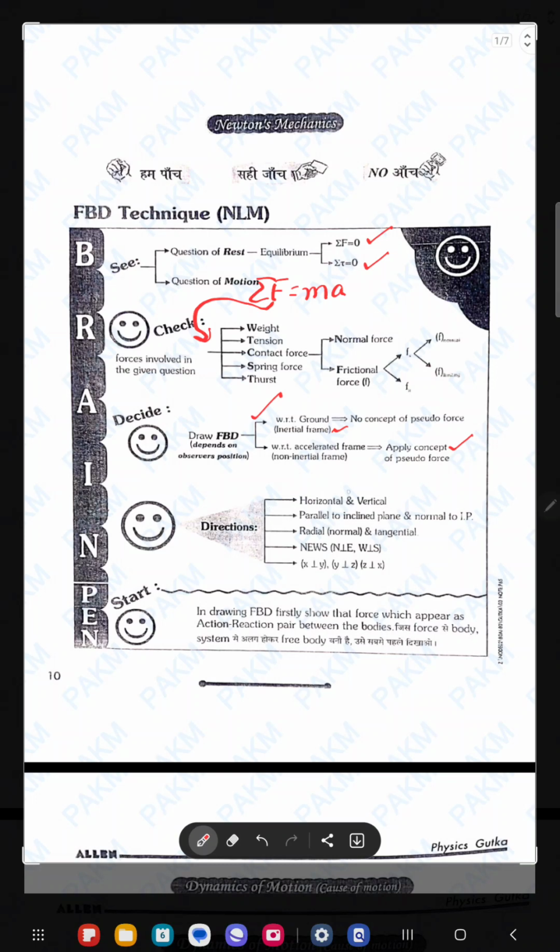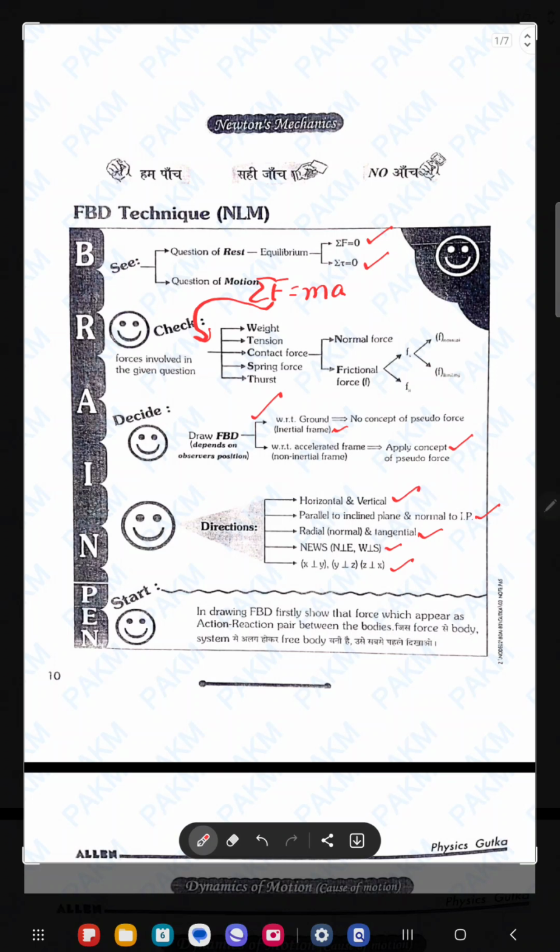Now if you're talking about direction, there are two types of direction: horizontal and vertical, parallel to the inclined plane and normal to the inclined plane, radial and tangential in circular motion. And there are some directions: north, east, west, south, all perpendicular to each other. And x, y, z, you can say this is orthogonal axis. So x, y perpendicular, y, z and zx.